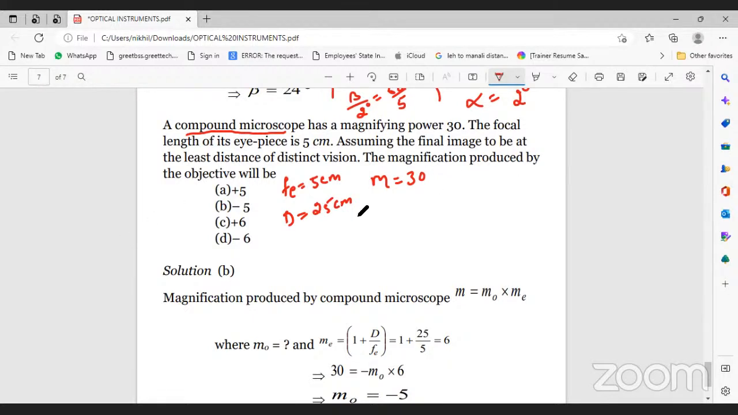Now the magnification produced by the objective lens they are expecting. M naught they are expecting, right? Now, you know what is the magnification for the eyepiece? For the eyepiece, it is given by 1 plus D divided by Fe when the image is formed at infinity. 1 plus D by Fe. This is for a compound microscope.